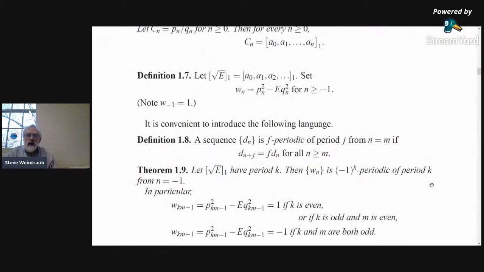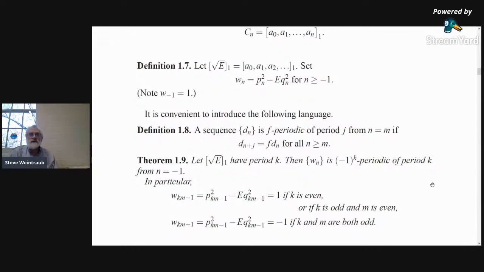And then we have the following theorem from the theory of classical continued fractions. We know this expansion is periodic. Suppose the period is k, then these numbers w sub n are (minus 1) to the k periodic of period k, starting at n equals minus 1. For simplicity, let's think about the case when k is even. Of course, (minus 1) to the k for k even is just 1 periodic, or periodic. So in the case k is even, the w sub n's are periodic of period k. So what does that mean?